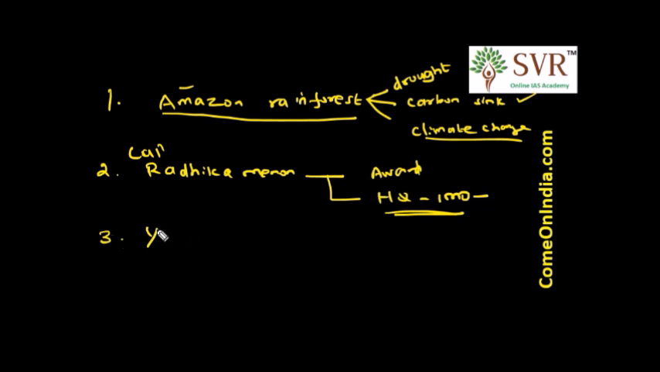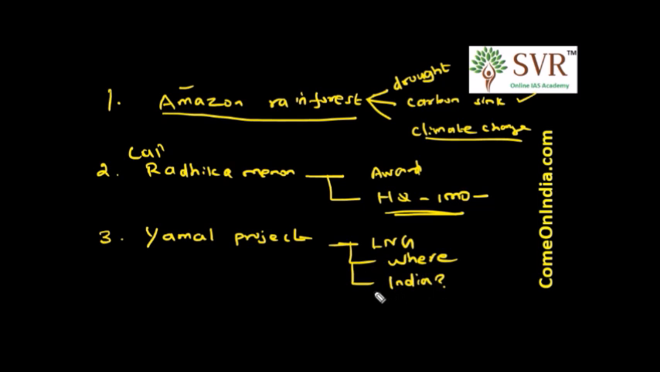Third important topic you will learn is regarding Yamal project. Yamal project is an LNG project. Where is the Yamal Peninsula located? Yamal project is offered to India by Russia. Why? And is it possible to import Russia's gas? Which route we should follow? And also you should know about International North-South Transport Corridor and Chabahar Port.